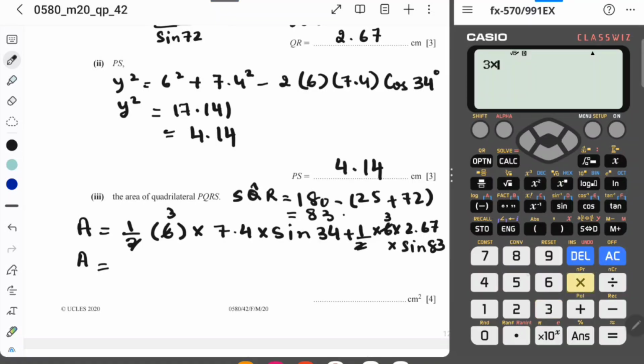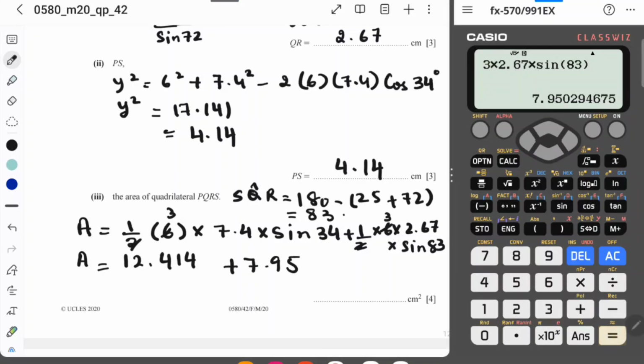3 into 7.4 into sine 34, and it becomes 12.414. We can find our answer directly as well, but it's a 4 marks question, so that's why we are doing it this way. So this is 3 into 2.67 times sine 83, equal to 7.95.